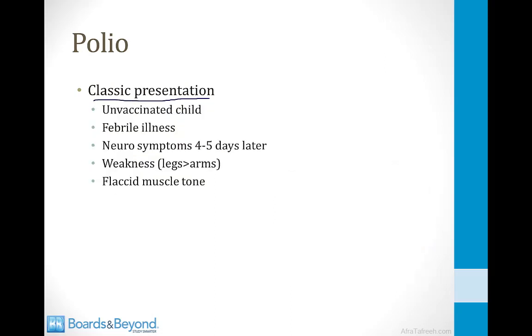The classic presentation that you should know for your boards is going to be an unvaccinated child, maybe a child from another country where vaccination isn't as common as in the United States. The baby will initially get a febrile illness, but then about 4 to 5 days later will start to develop neuro symptoms. There'll be weakness that's worse in the legs more than the arms, and it will be a flaccid weakness in the lower extremities, and that is what polio will look like.